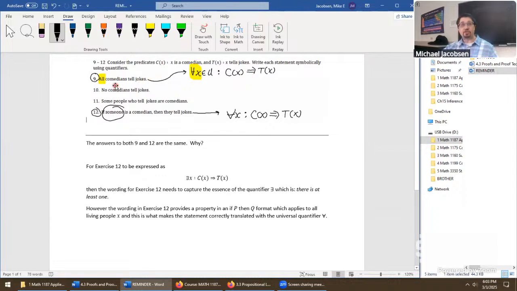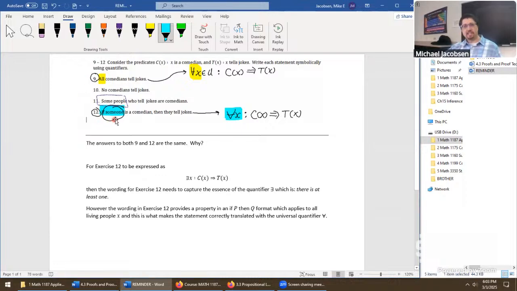When it says all comedians tell jokes, we have to say, take any x amongst the set of all living people. If that person is a comedian, then they tell jokes, giving the conditional there. But none of this is directly answering the larger question that was asked. What about this one? It says if someone, which kind of feels not too different than saying some people, is a comedian, then they tell jokes. Really, it is a universal quantifier again. There's actually no difference between statement 12 and number 9.